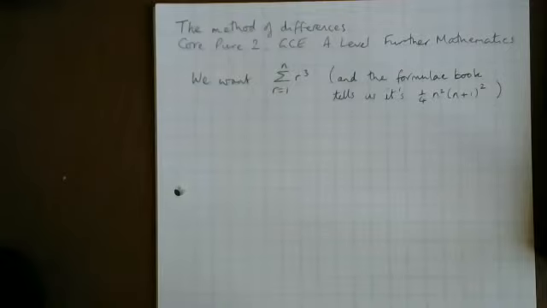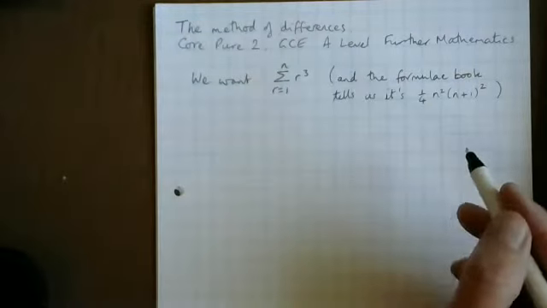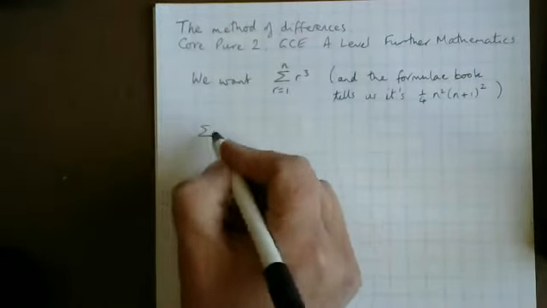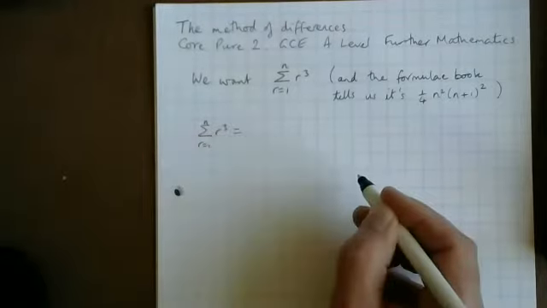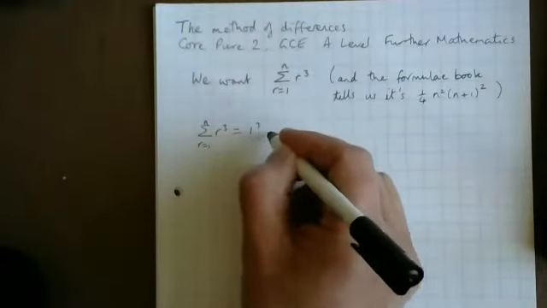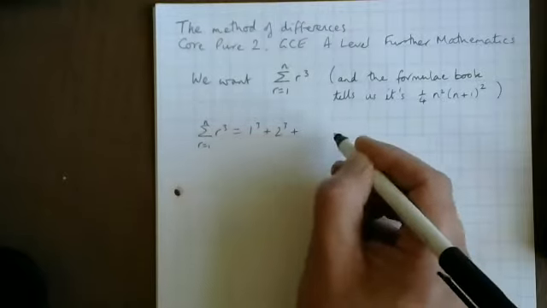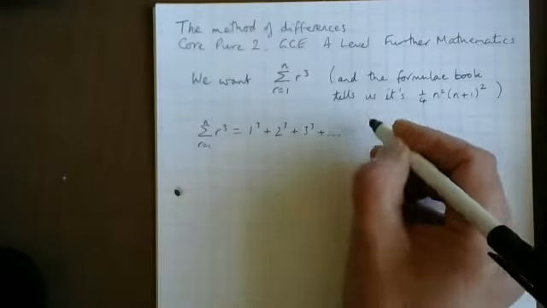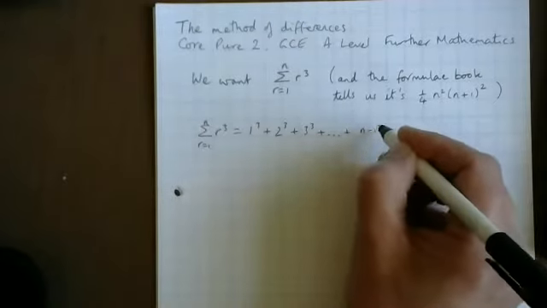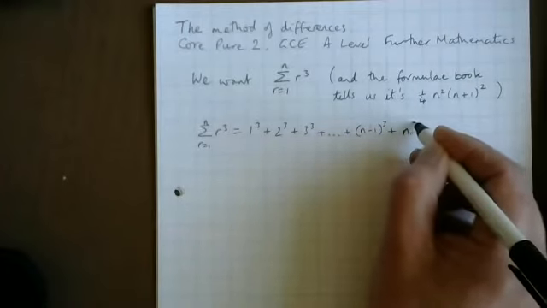But where does that come from? How do we know that to be the case? Let's begin by trying to expand the sum from r equals 1 to n of r cubed. I know the sum from r equals 1 to n of r cubed is 1 cubed plus 2 cubed plus 3 cubed plus, and I miss a bunch out, plus n minus 1 cubed plus n cubed.